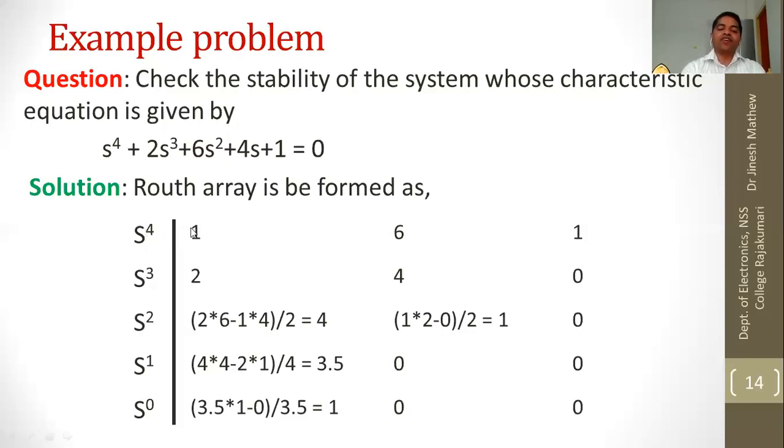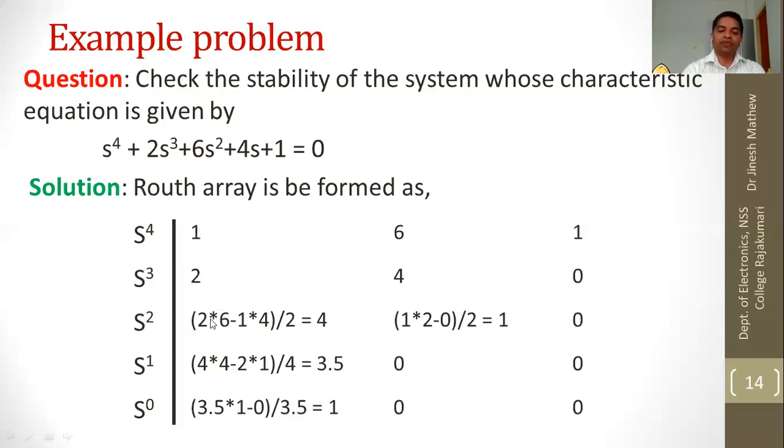Then we write the first two rows of the root array from the characteristic equation. So the coefficients of s raised to 4, s raised to 2, and the constant term come here. Then the coefficients of s raised to 3 and s raised to 1, and the next term is not present, so there we put a 0. Then we calculate the remaining coefficients from this.